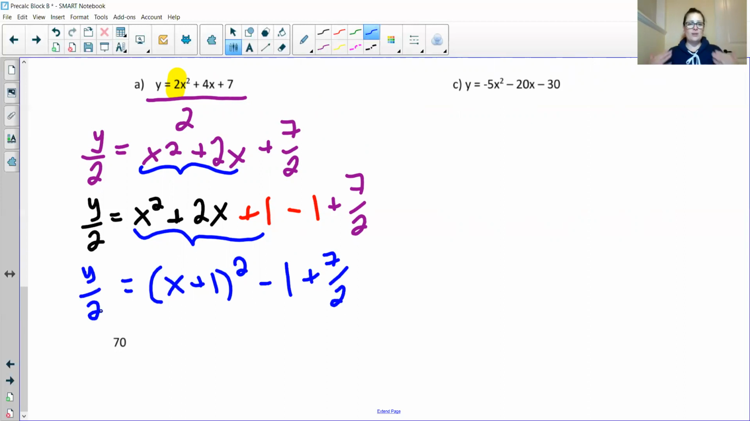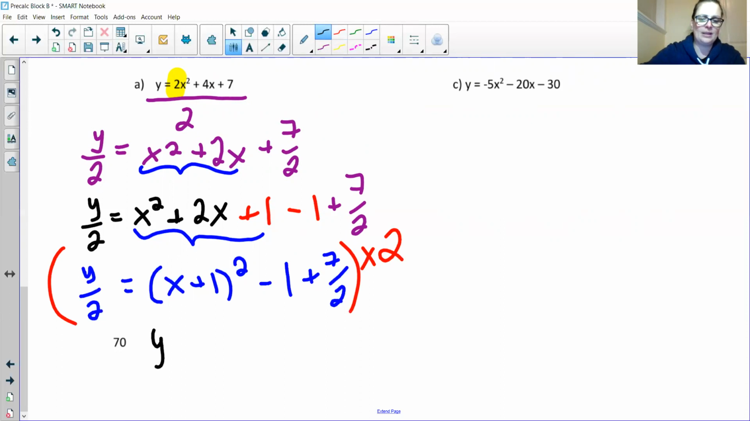Okay. So at the very beginning, we divide everything by 2 to get the 2 out of the way. Now we're going to do the opposite of divide everything by 2. We're going to multiply everything by 2 to put the 2 back into the picture. So everything is going to be multiplied by 2. Okay, so y over 2 times 2 is y equals 2 times x plus 1 squared.